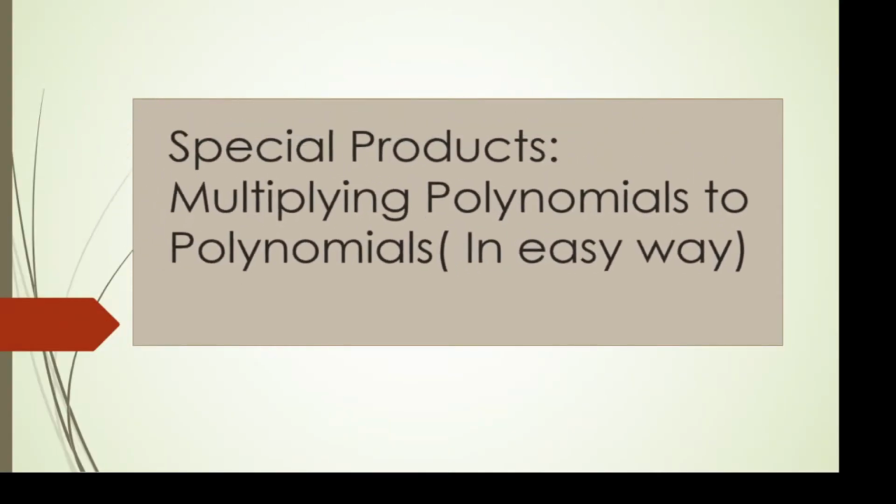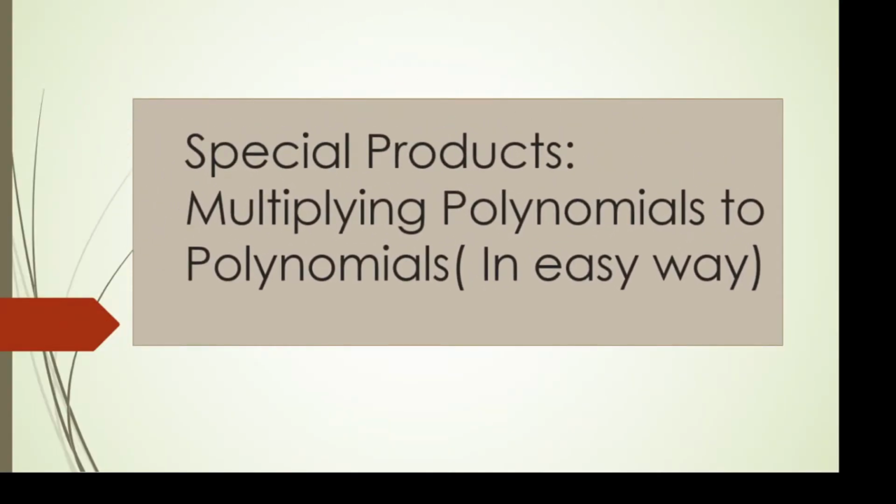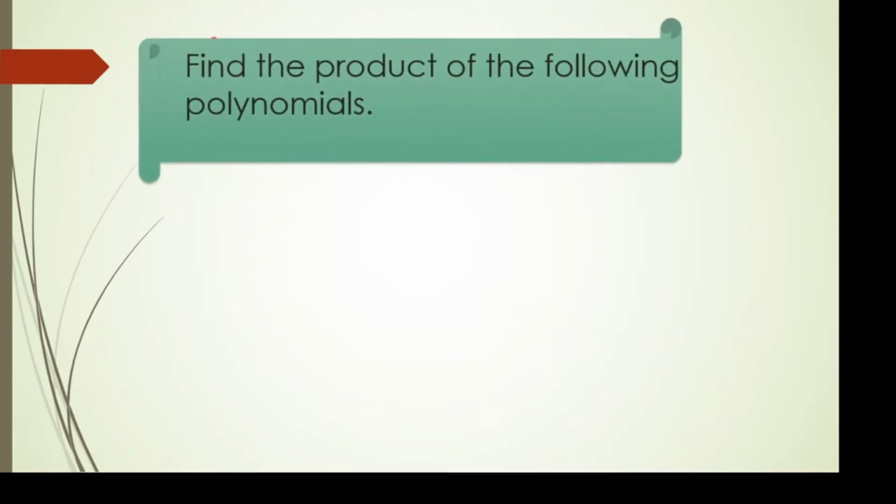The topic is about how to multiply polynomials by other polynomials. Example: find the product of the following polynomials. Letter A, the quantity of x plus 3 times the quantity of 2x plus 1. Letter B, the quantity of x minus 5 times the quantity of x minus 7.